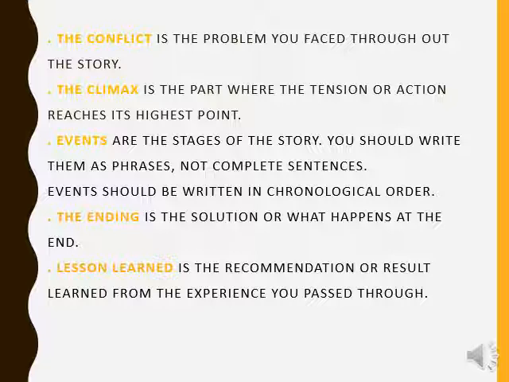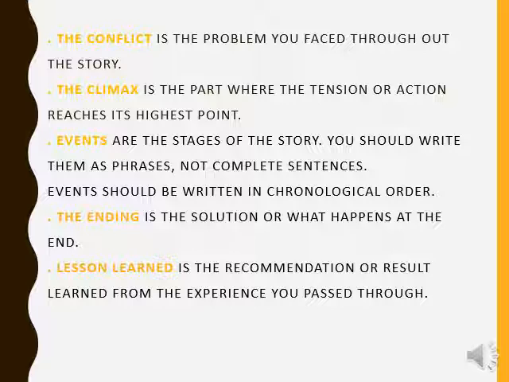The climax is the part where the tension or action reaches its highest point, the point at which the problem reaches its highest point. The events are the stages of the story, what happened in the story. You should write them as phrases, not complete sentences, in the chart, in the story map.